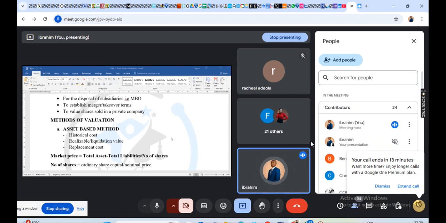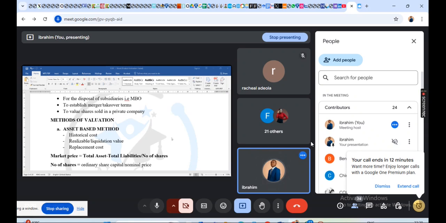Why do you have to use realizable value instead of the historical cost? Because you want to liquidate the business, right? During liquidation, the value of the asset is what we realize in selling this asset, because we want to pay our debtors, because we have obligations to them.